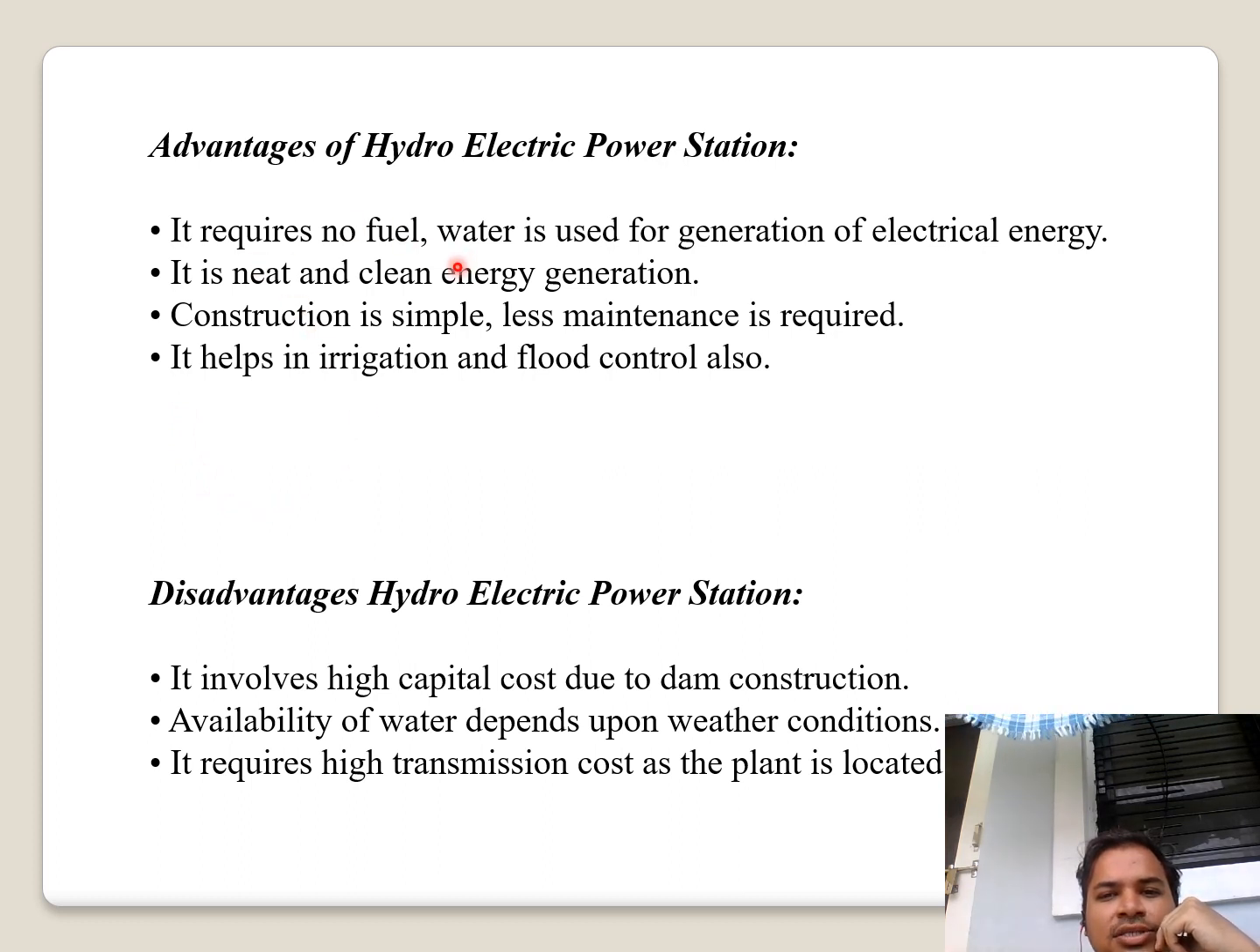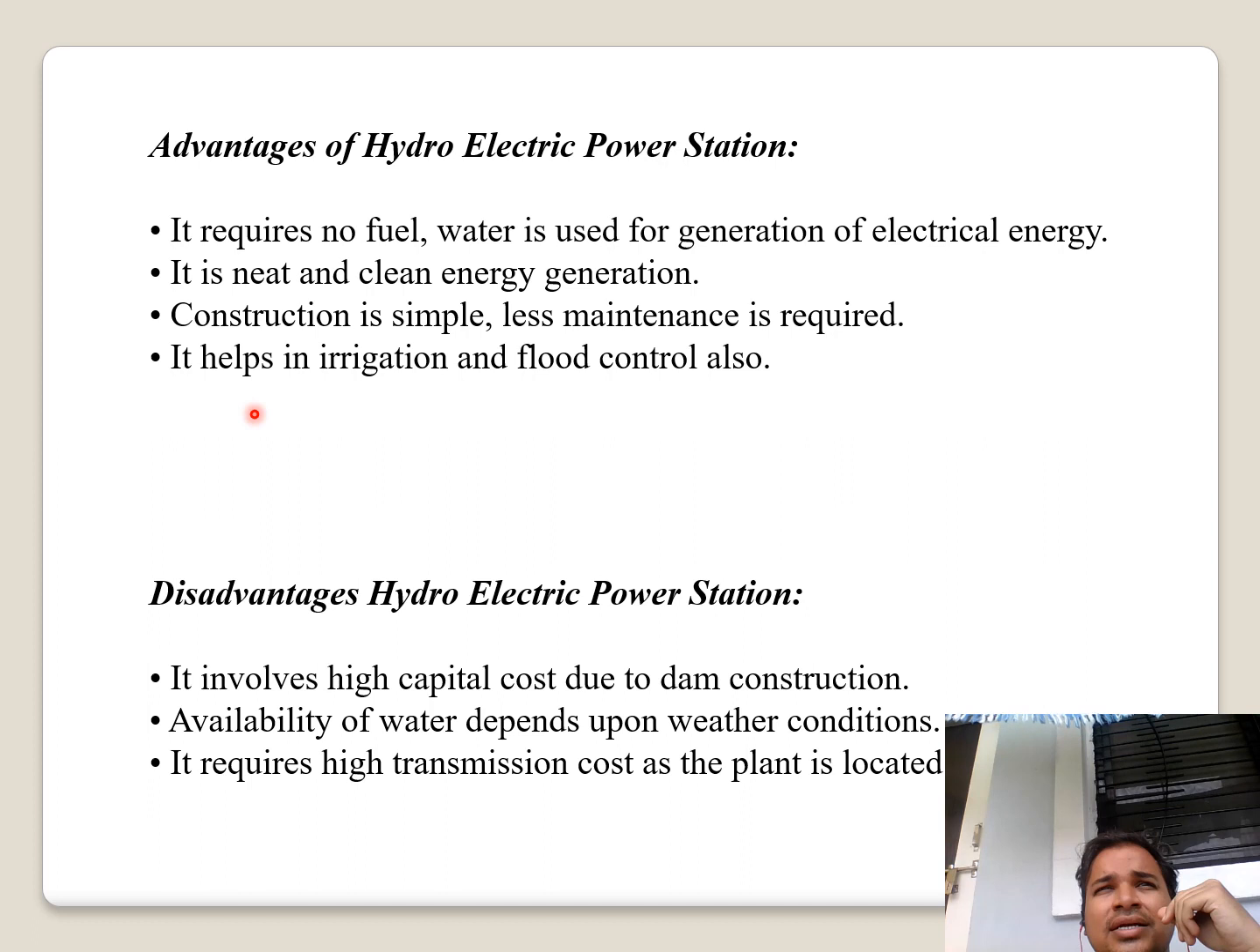Water is used for generation of electricity. Then it is a neat and clean energy generation, meaning that after the generation, no exhaust fumes or water waste is generated. So it is really a clean and neat energy generation source. Then the construction is simple, less maintenance is required, and it helps in irrigation and flood control also.